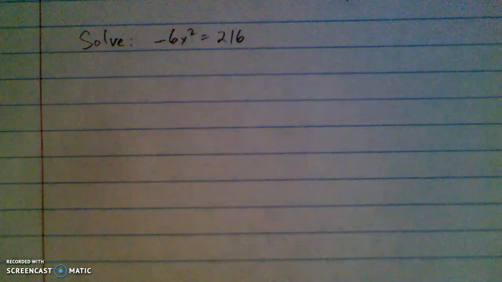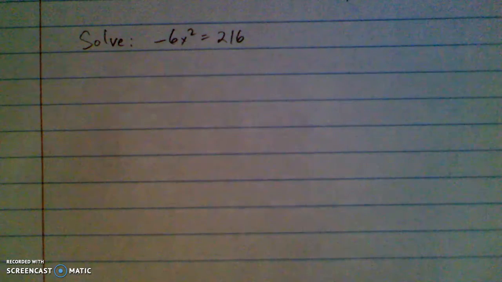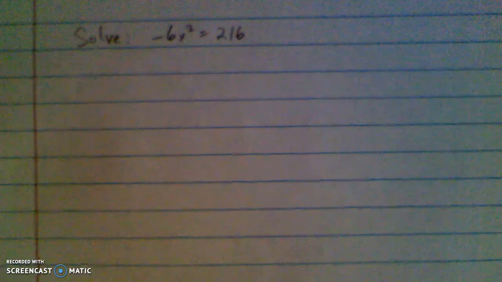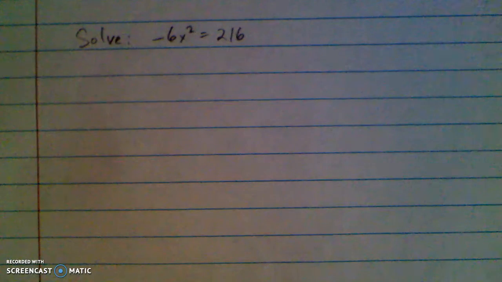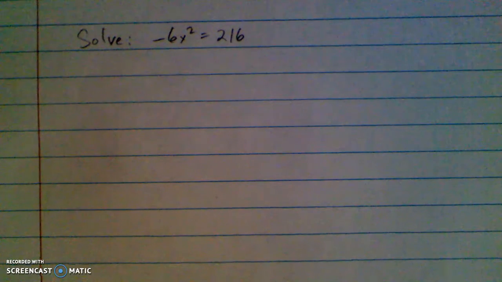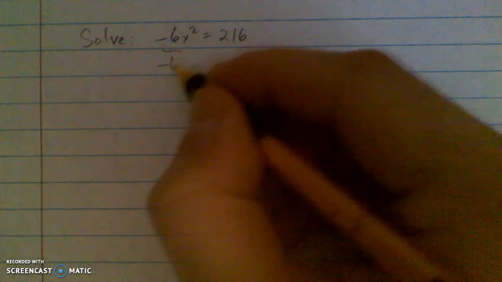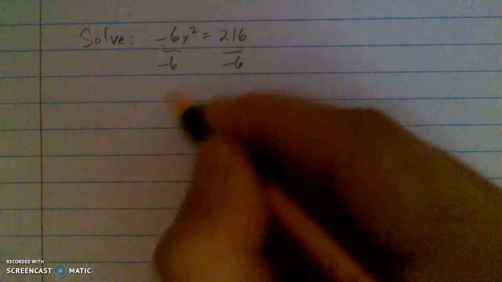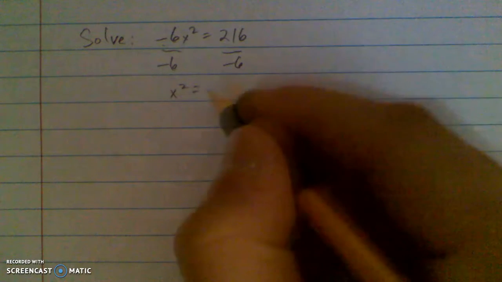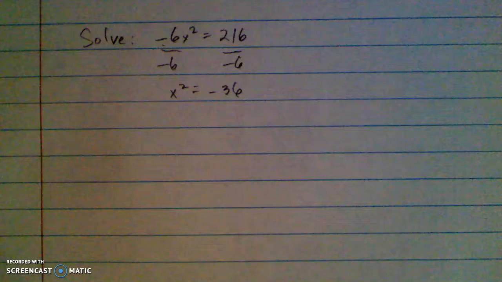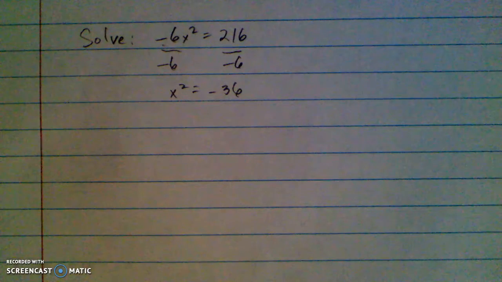What do we do first to both sides? I disagree. Divide both sides by negative 6. Say what you mean. Which I believe is negative 36. Anyone agree? Next step.